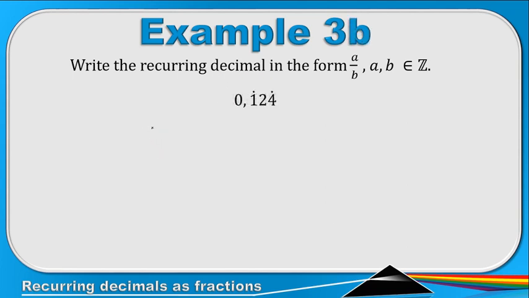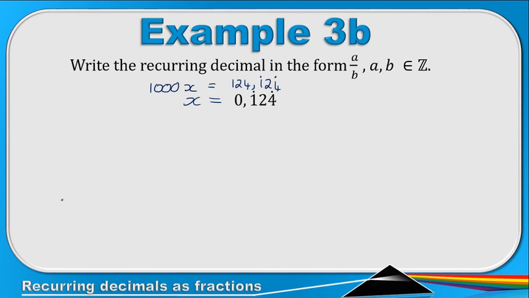Okay, now in this example, we actually have 3 numbers recurring. So once again, I'm just going to give my number a name and say x is equal to. Now, if we have 3 numbers recurring, we have to multiply it by 3 zeros, or 1,000. So this is going to be 1,000x equal to. Now, if I multiply it by 1,000, I move my comma up 3 spaces. So it's 1, 2, 4, comma, 1, 2, 4 recurring. Okay, so that goes on forever.